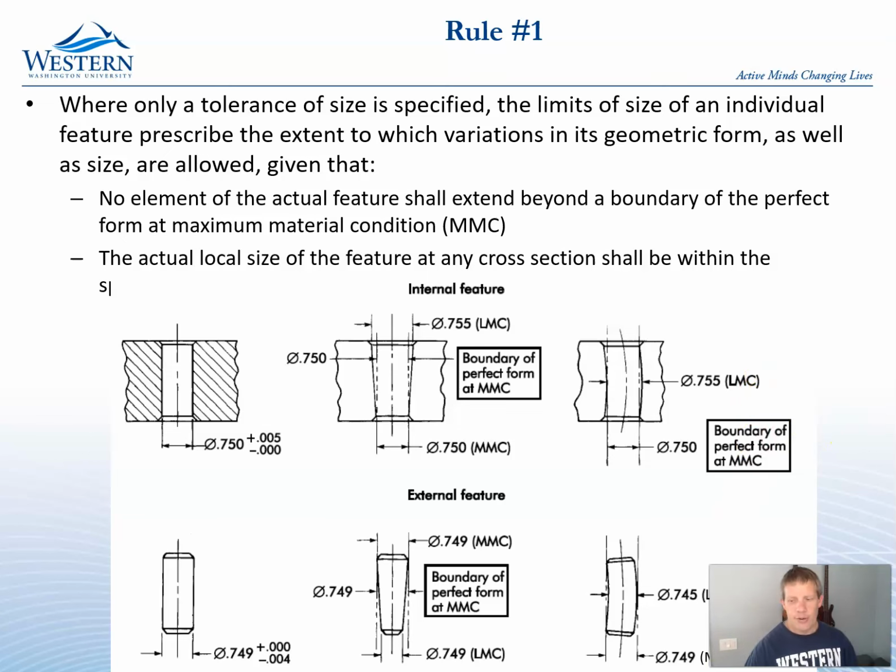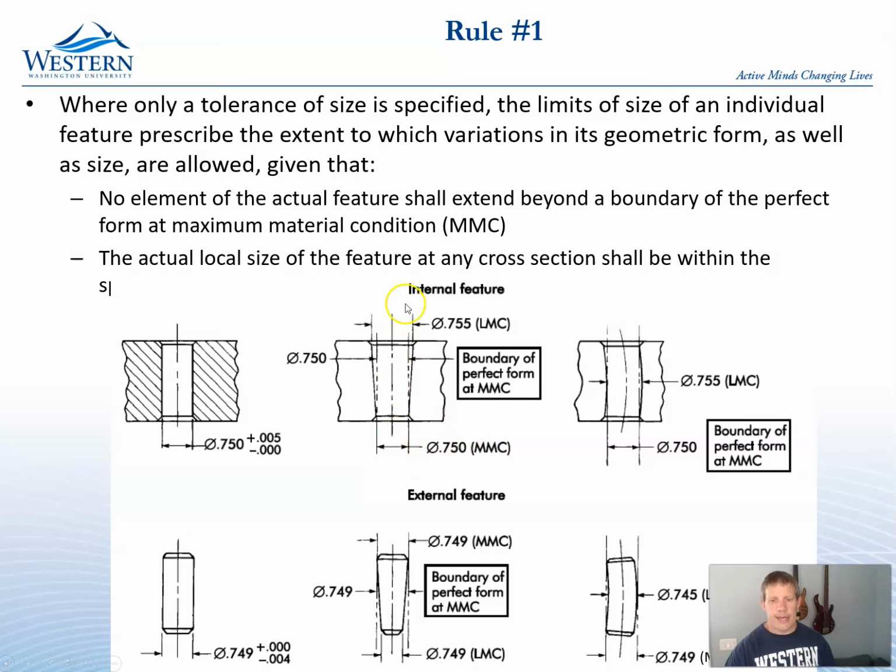All right, what does that mean? Well, what that means is if we are given a hole and it has 750 plus 5 minus 0, if we have something that is triangular shaped, as long as it doesn't go outside that range, from 750 plus 5 is 755 or 750 minus, as long as it doesn't go outside that range at any cross section, and including the form, so if it has some angle to it, if it doesn't go outside that condition, then it fits.